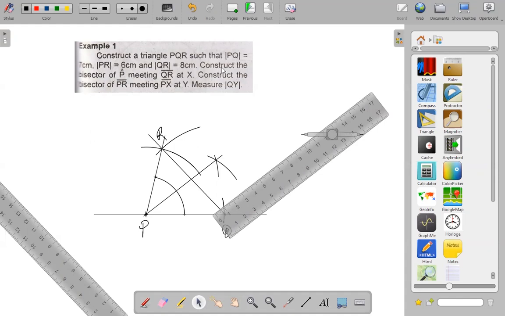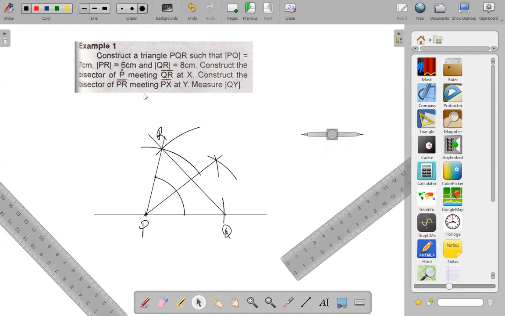And the instructions say construct the bisector of P meeting QR. You can see it meets QR at X, meaning we are going to label this place X. So let's label that X. This is X. Then what else? It says construct the bisector of PR meeting PX at Y. Bisector of PR. Where is PR? Okay, here is PR. To construct the bisector of PR, that is going to divide this line PR into two equal halves. And it should meet PX at Y.